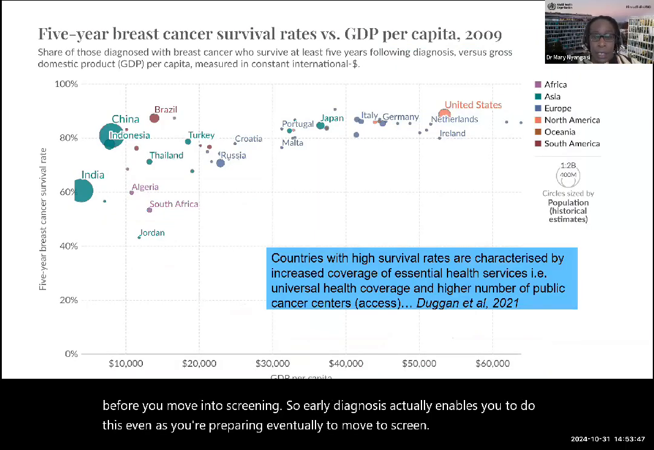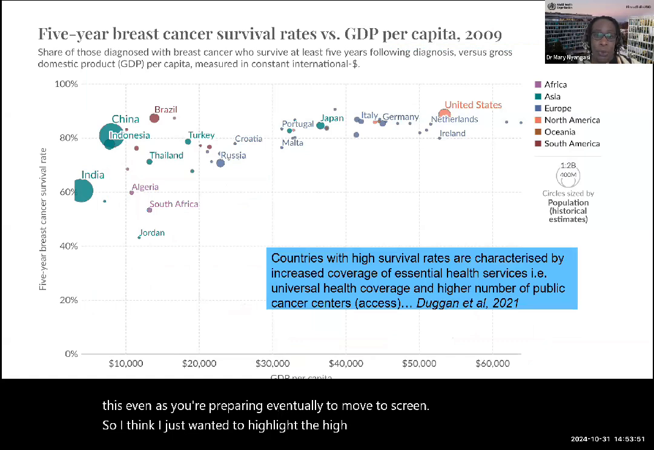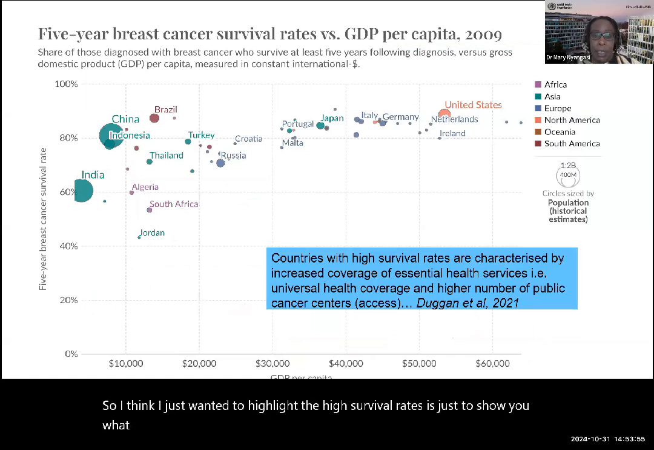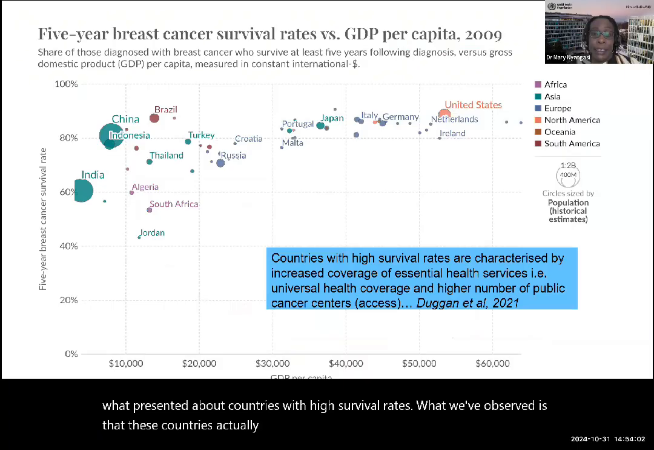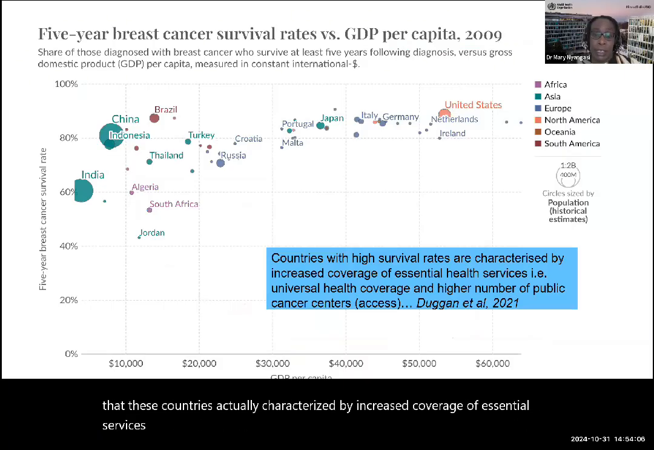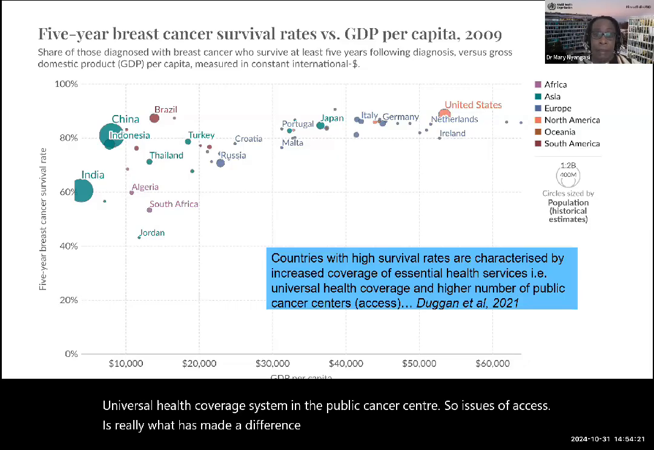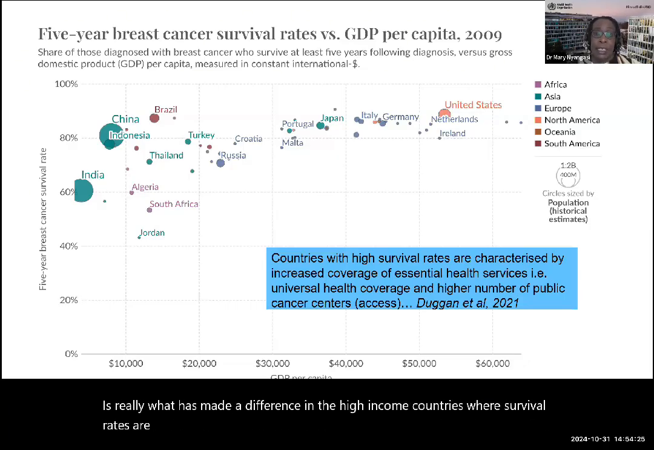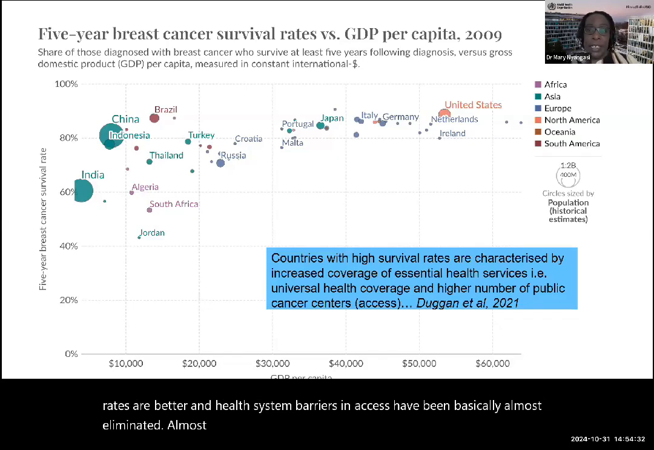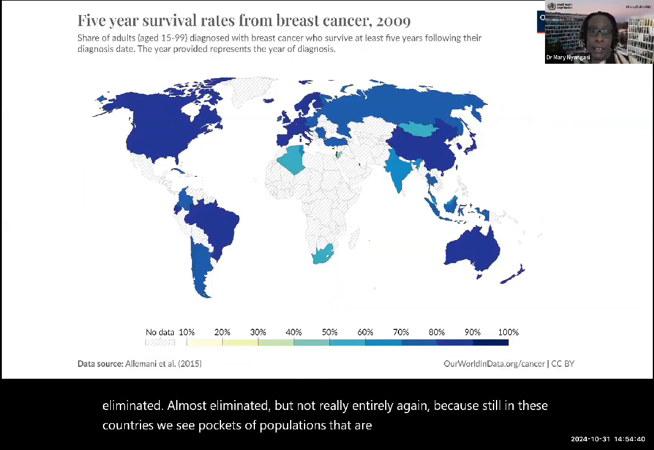So I think I just wanted to highlight the high survival rates. It's just to show you what Dr. Mwenda presented about countries with high survival rates. What we've observed is that these countries are actually characterized by increased coverage of essential services and strong health systems, where a majority of services are provided within the public universal health coverage system in the public cancer center. So issues of access is really what has made a difference in the high-income countries where survival rates are better, and health system barriers in access have been basically almost eliminated, but not really entirely, again, because still in these countries we see pockets of populations that are still having challenges in access.